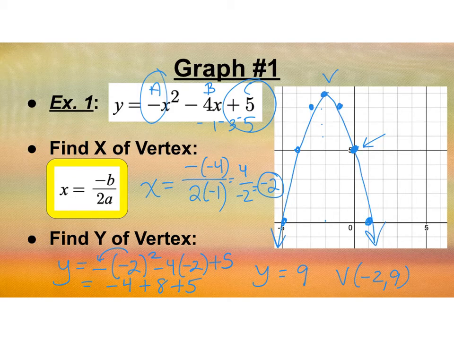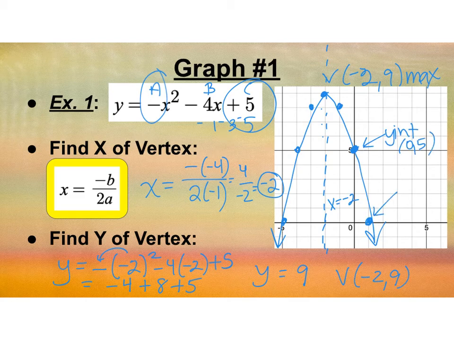So my vertex is a maximum. It's (-2, 9). My axis of symmetry, we'll dot that in. That's the equation x equals -2. My y-intercept is (0, 5). And my x-intercepts, this one is (1, 0), and the other one is (-5, 0). We have all those pieces of our parabola.